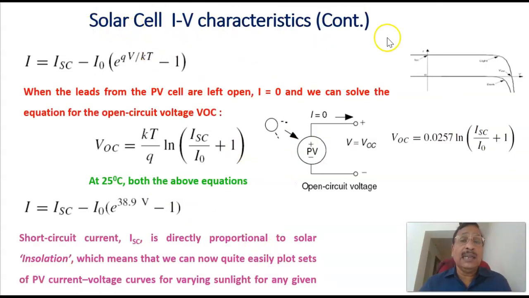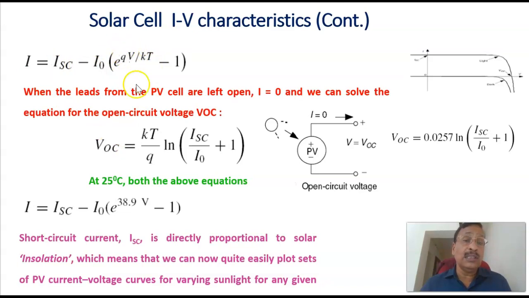Continuing with the solar cell IV characteristics, as already explained, the current supplied by a PV cell is given by the short circuit current minus the diode current, that is I naught times e raised to QV divided by KT, minus 1. When the load is open, meaning open circuit, the current is equal to 0 and we can solve the equation. To solve for VOC, we make the current equal to 0, and the corresponding voltage is called the open circuit voltage VOC.